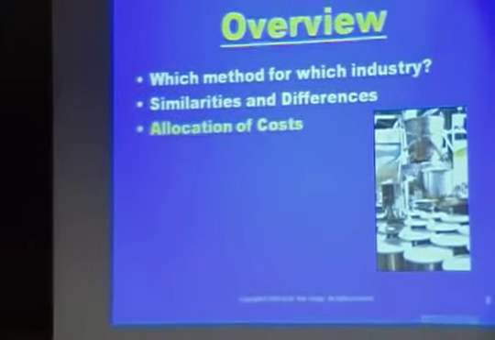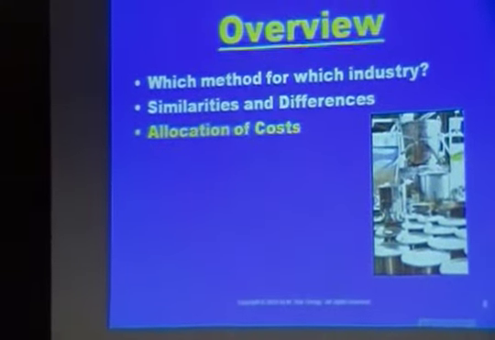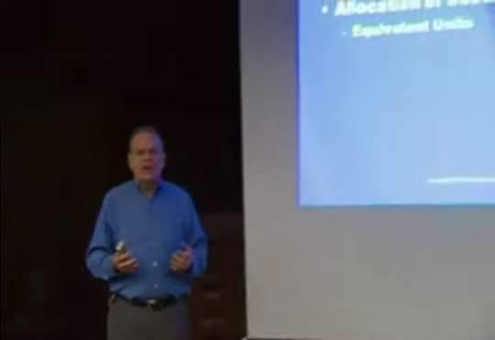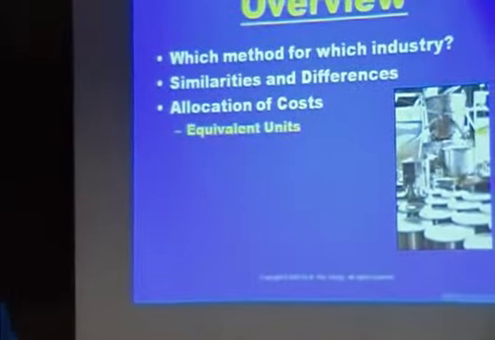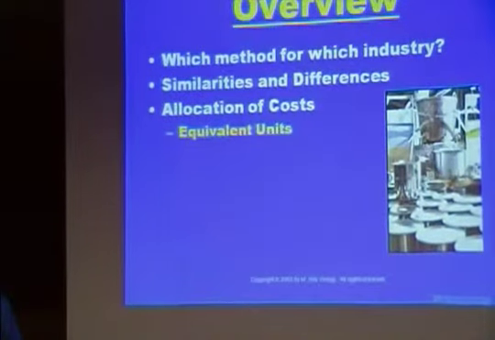The account titles are the same. Using a predetermined overhead factory rate is the same. There are a few things that are different. Very few things that are different. And we'd like to talk about those too. Our objective is to be able to find the cost of the product that we produce. We must allocate those costs in process cost accounting. The allocation is based on this concept called equivalent units of production.